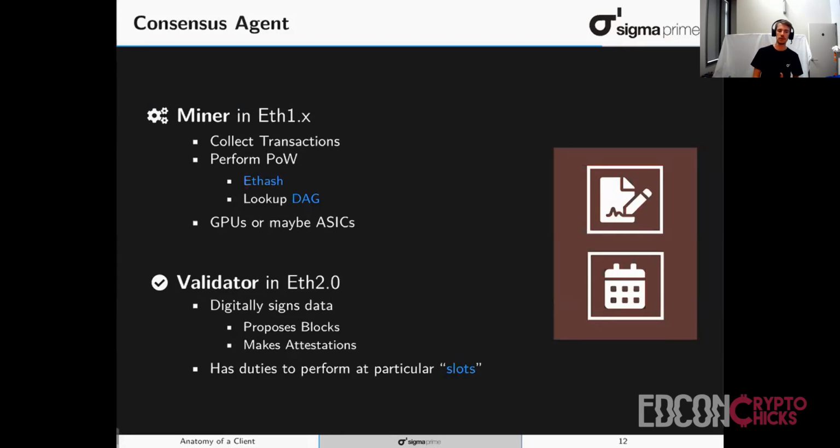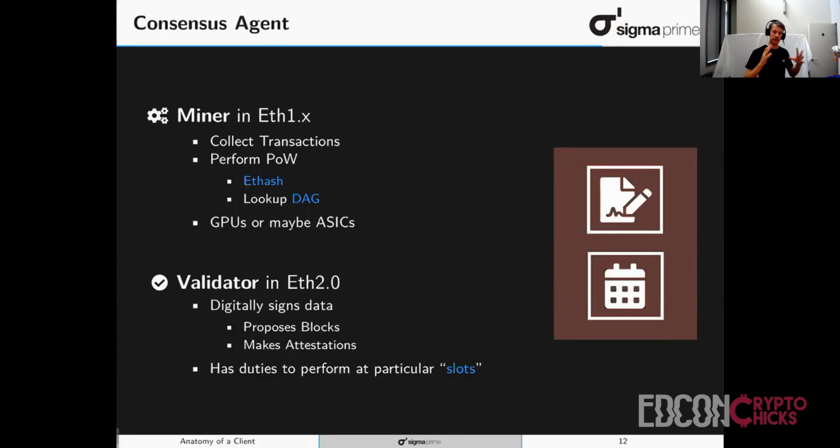A miner, of course, needs to be able to collect transactions in order to create a block, or at least perform the proof of work algorithm on a block. The proof of work in Ethereum 1.0 is Ethash. And Ethash also needs storage because it looks up what's called the DAG, or directed acyclic graph. These are usually graphics cards and maybe ASIC miners that run miners in Ethereum 1.0, as we know. In Ethereum 2.0, our consensus agent is a very different beast.